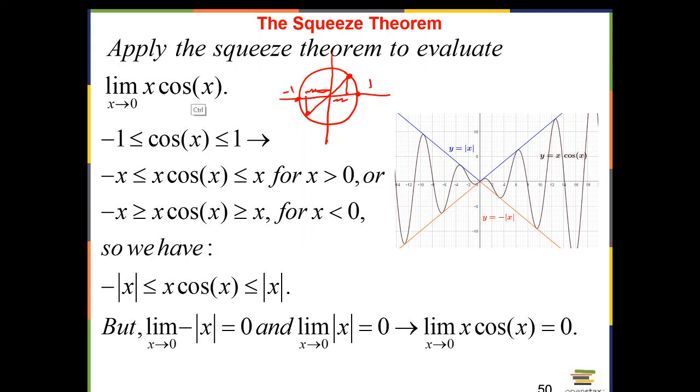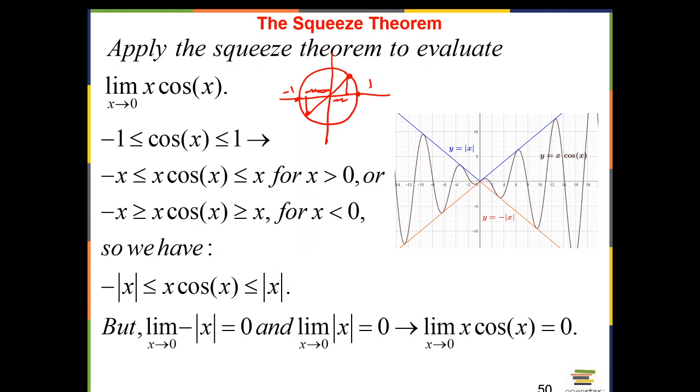Now, what about x times cosine? Well, we can multiply by x. If it's positive, we get this. If it's negative, we have to switch the direction of the inequality. But we end up with what? We end up with this idea that x cosine x is between negative absolute value of x and absolute value of x.